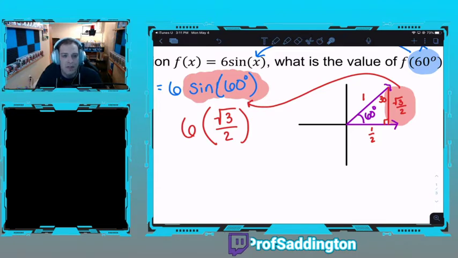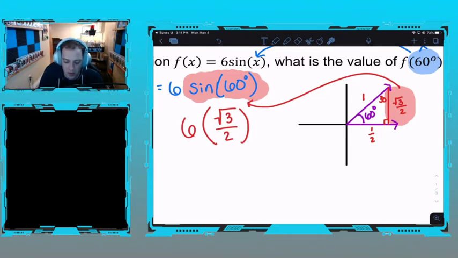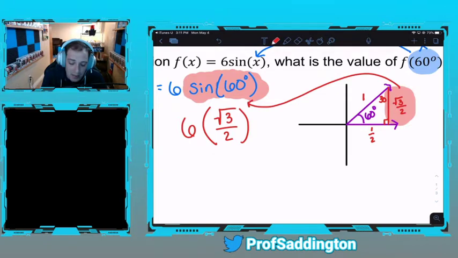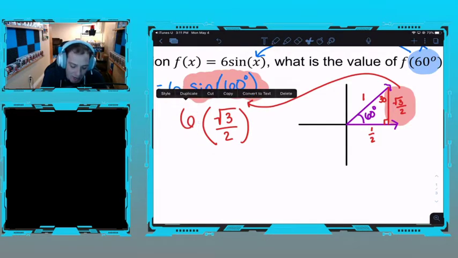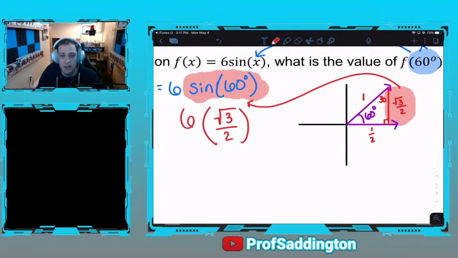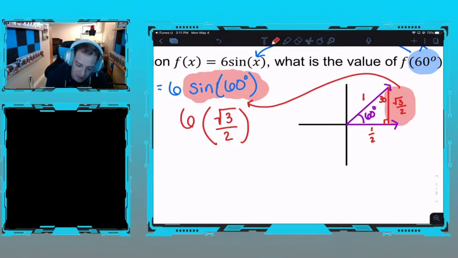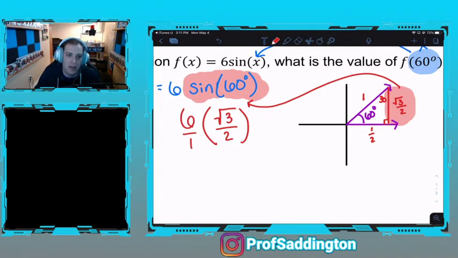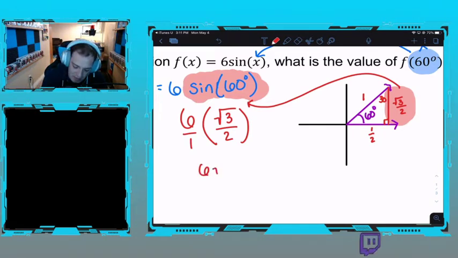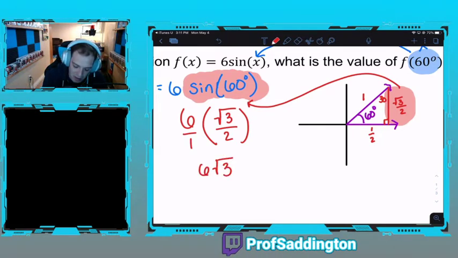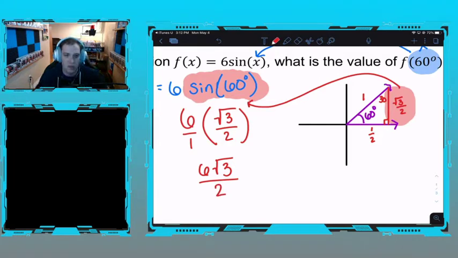Now that we have 6 times radical 3 over 2, I'm just going to multiply them. And again, I'm still trying to do this without a calculator. I don't want to use a calculator right now. So what I'm going to do is just take that 6 and put it over 1, and I'm going to multiply straight across. So I'm going to have 6 radical 3 all over 1 times 2, which is 2.